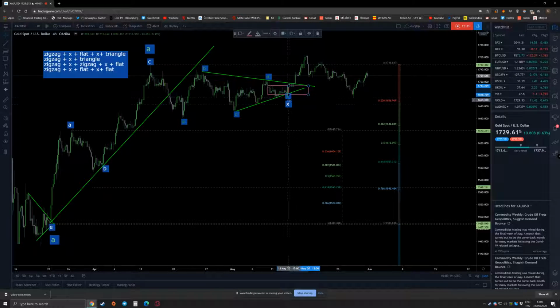Now, before I actually did this first analysis, as you can see, if you can go back and see it, I put the wave A here, and which can be.